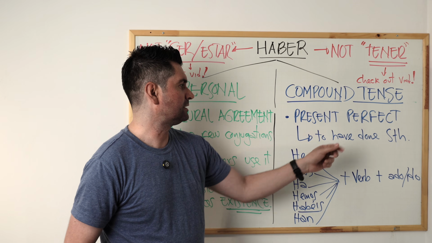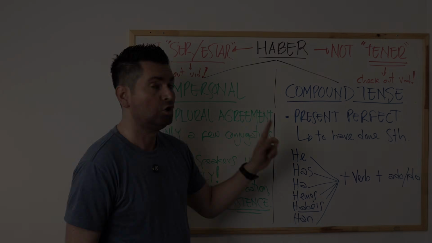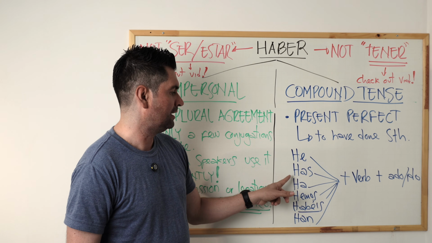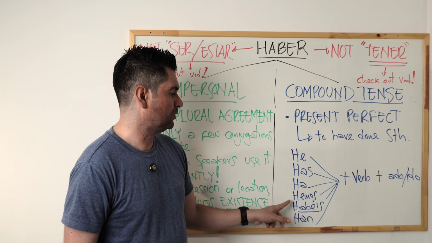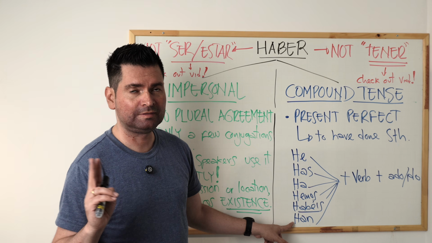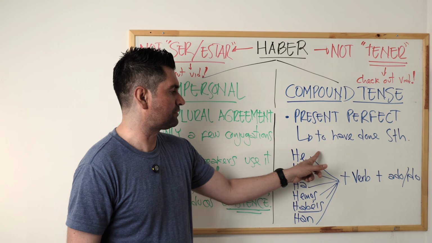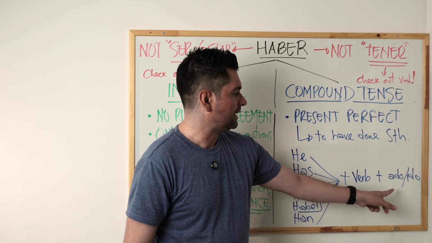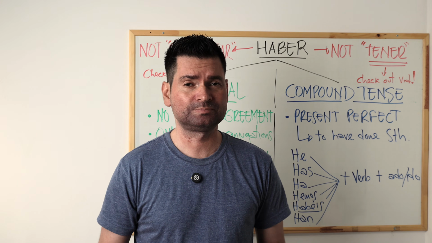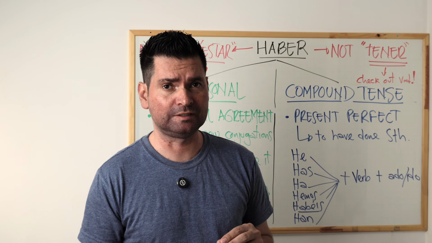The present perfect, like I said before, is to have done something. We need the verb haber conjugated in the simple present: he, has, ha, hemos, habéis for vosotros, and han for ustedes. And then this conjugation is followed by another verb ending in ado or ido, which is called the participle in Spanish and also in English. So remember, it means to have done something.